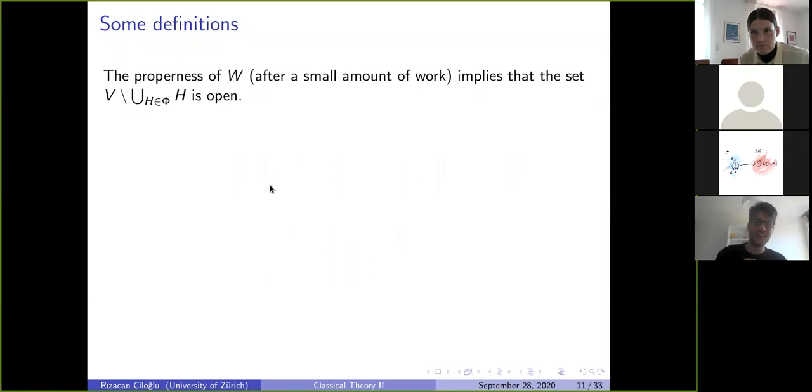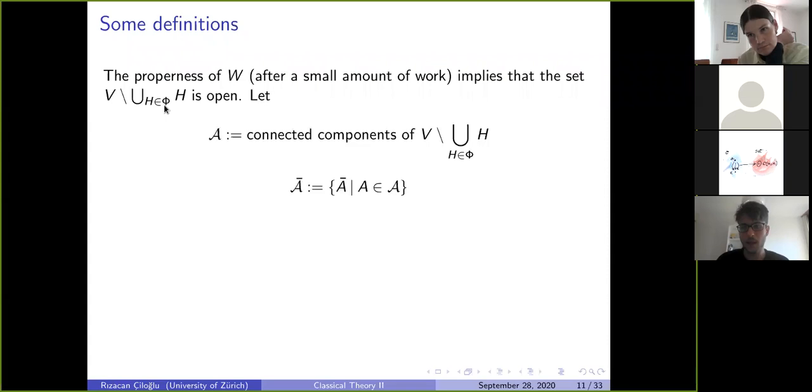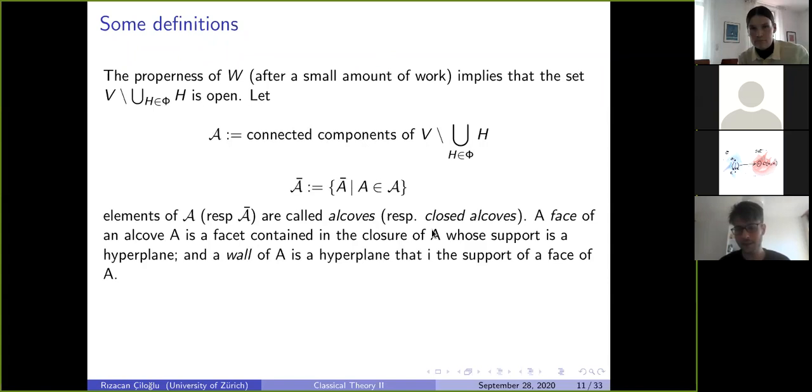The properness of W, after a small amount of work similar to showing how the orbit was discrete, implies that the set V minus all of the hyperplanes is open. Then we will let script A denote the connected components of V minus all of the hyperplanes. We just get rid of the lines dividing it, and we denote by script A the connected components of this set. Then we denote by script A bar the closures of these connected components. They will be called alcoves and closed alcoves, respectively.